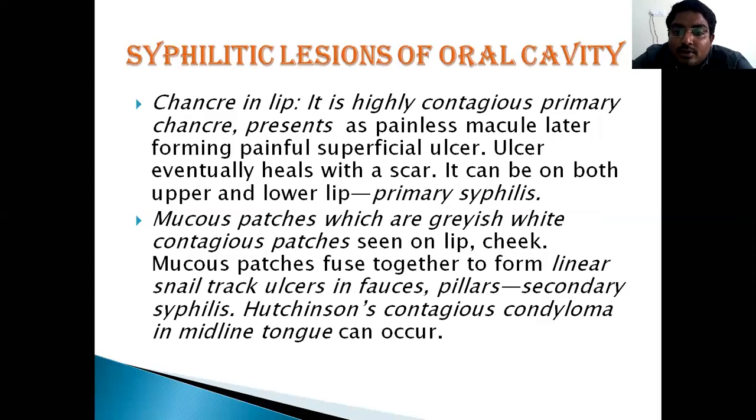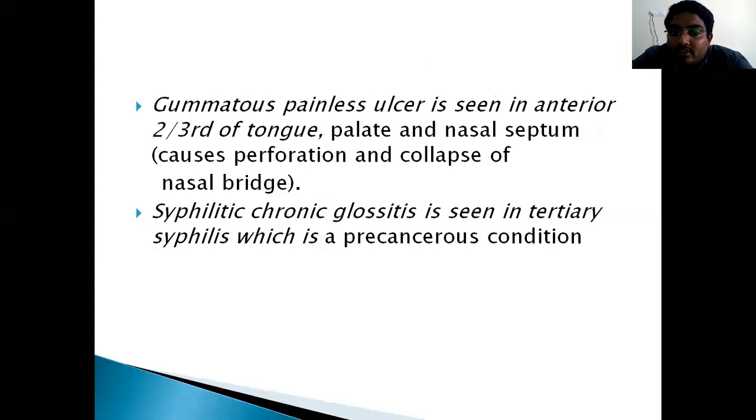See, these are the two types. One is primary syphilis and the second one is secondary. Then gummatous painless ulcer is seen in the anterior two-thirds of the tongue, palate, and nasal septum.